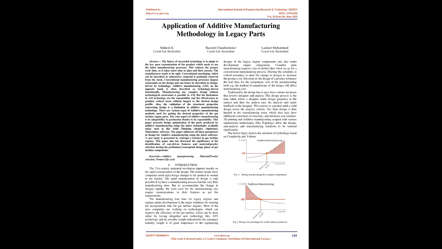Introduction. The 21st century industrial revolution depends mostly on the rapid customization of the design. The market trends show companies need rapid design changes to the product to sustain in the market. The rapid customization of design is only possible if we have a manufacturing process that has very little manufacturing time. But to accommodate the change in designs rapidly, the tools used for the manufacturing also require customizations to their features as per the requirements.